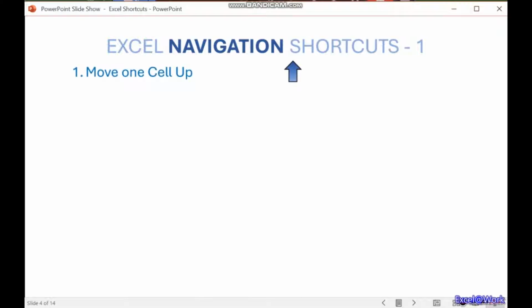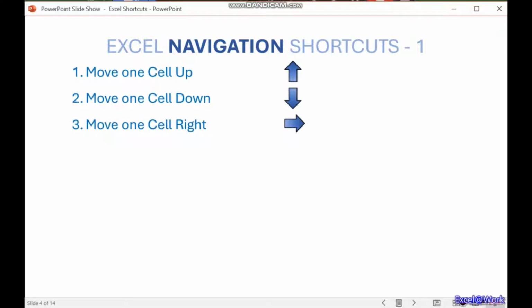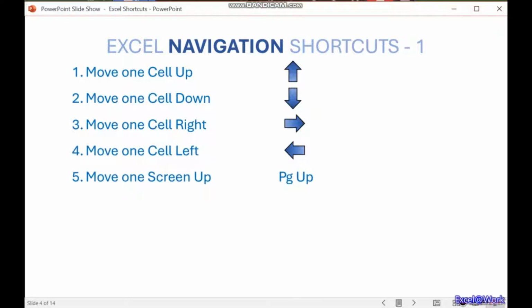Up key to one cell up, one cell down is down key, one cell right is right key, one cell left is a left key, one screen up is page up, one screen down is page down. These I am not even showing on the Excel sheet.